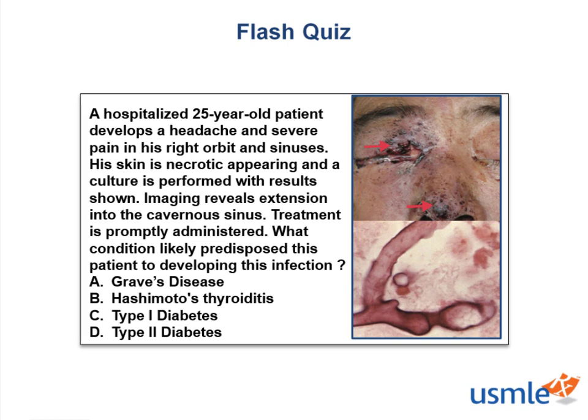What condition likely predisposed this patient to developing this infection? A. Graves' disease. B. Hashimoto's thyroiditis. C. Type 1 diabetes. Or D. Type 2 diabetes.